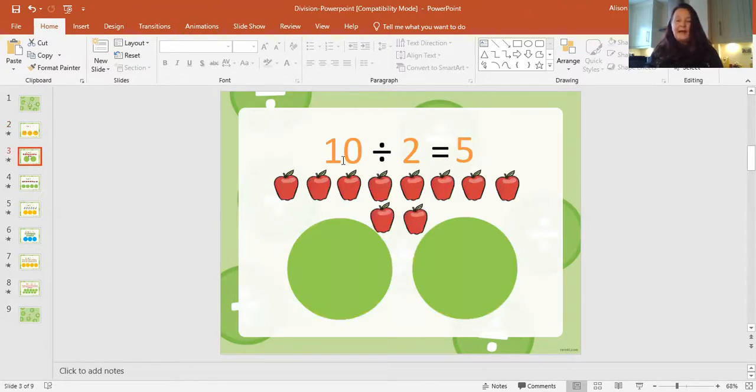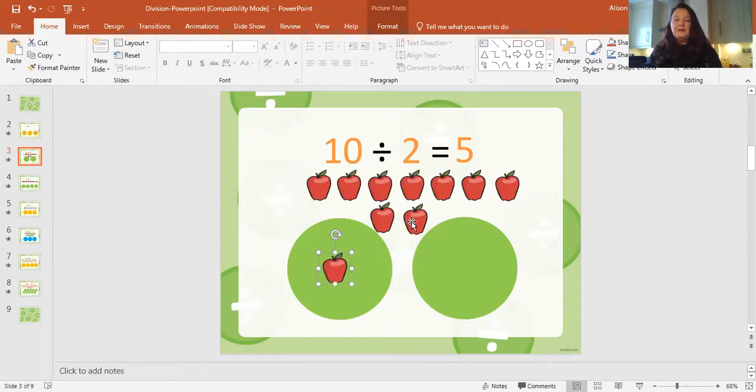This time I've got 10 apples. This is the number, how many I've got. And this is how many plates I have. Okay, so 10 apples shared between 2 plates. Let's check. I can see the answer should be 5, so let's check.